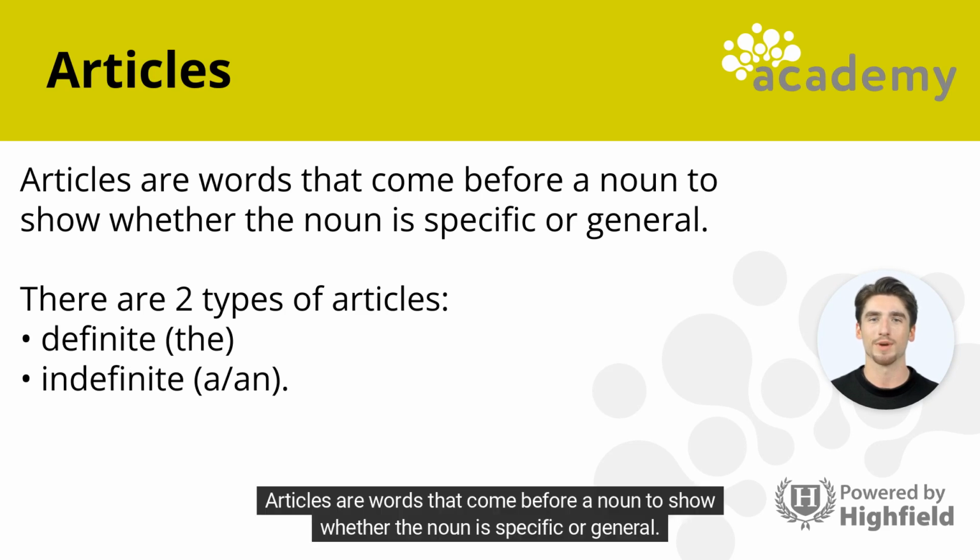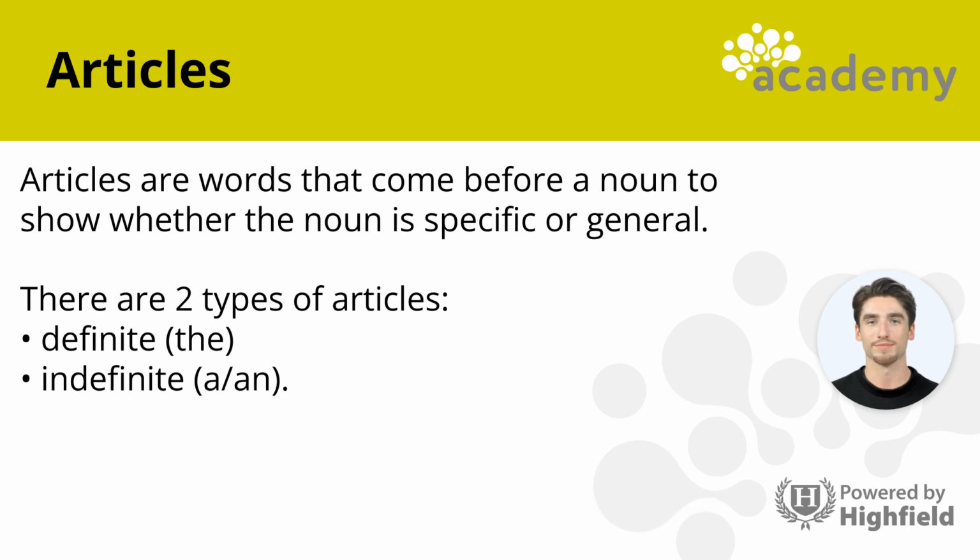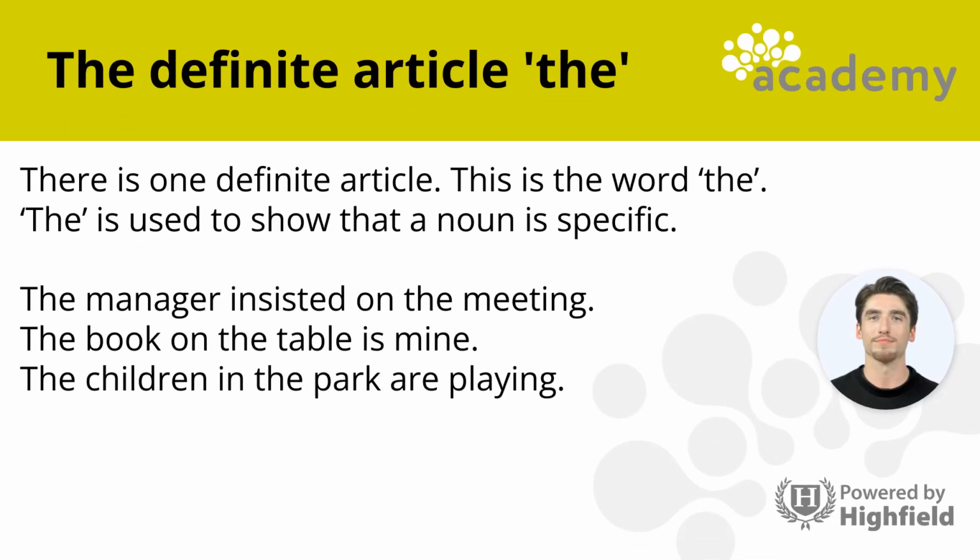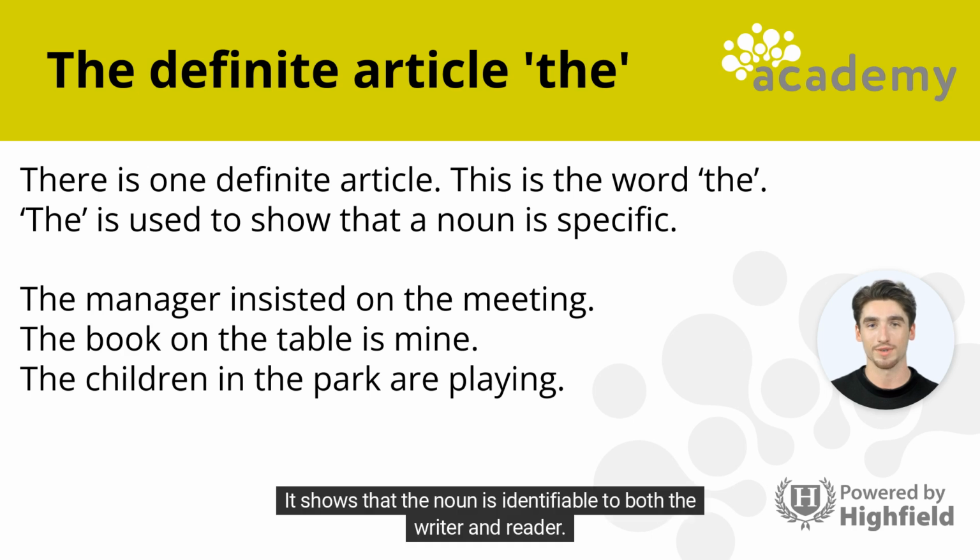Articles are words that come before a noun to show whether the noun is specific or general. There are two types of articles: definite and indefinite. There is one definite article. This is the word, the. It refers to specific nouns. It shows that the noun is identifiable to both the writer and reader.